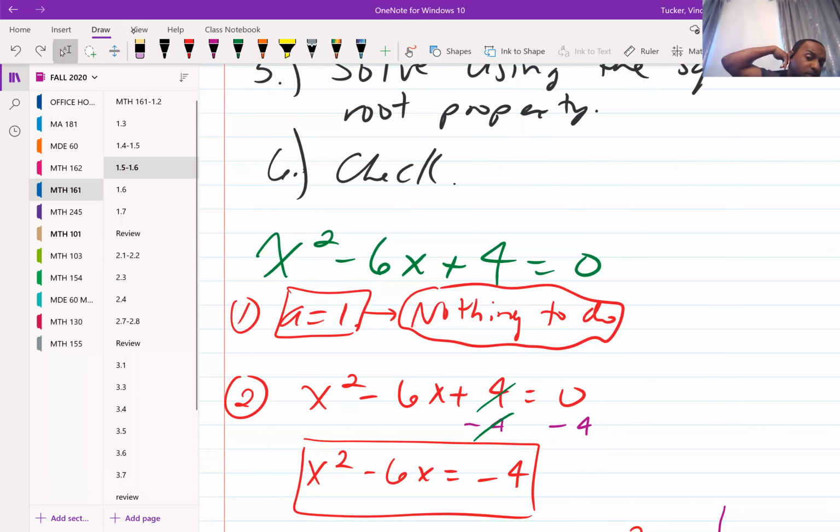All right. Step 2 is to isolate your constant. You want to move your c term, the term that's not attached to a variable, to one side of your equation. So I subtracted 4 from both sides. That is the end of step 2.